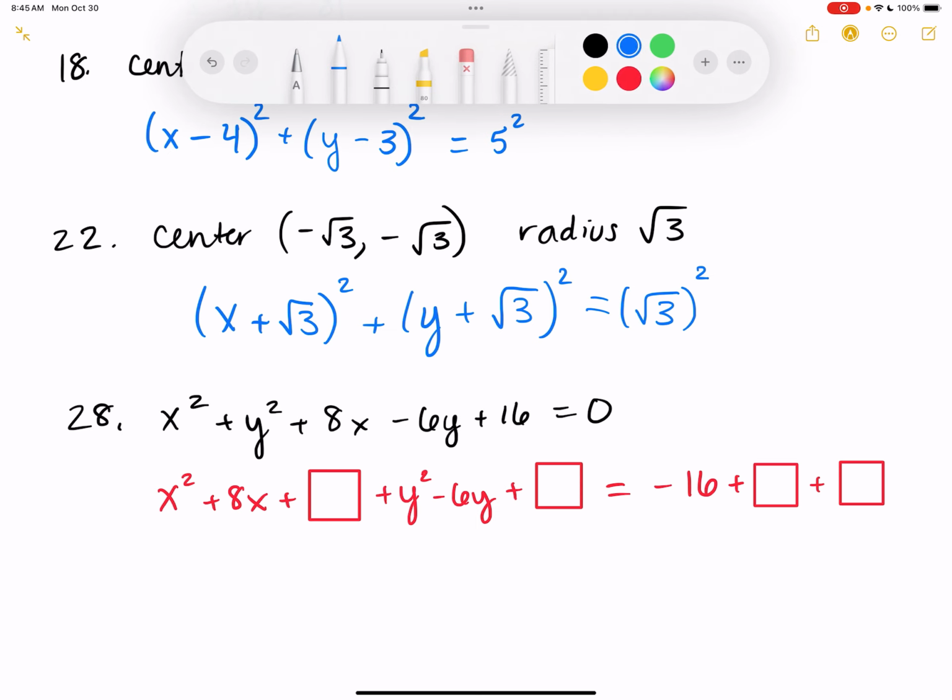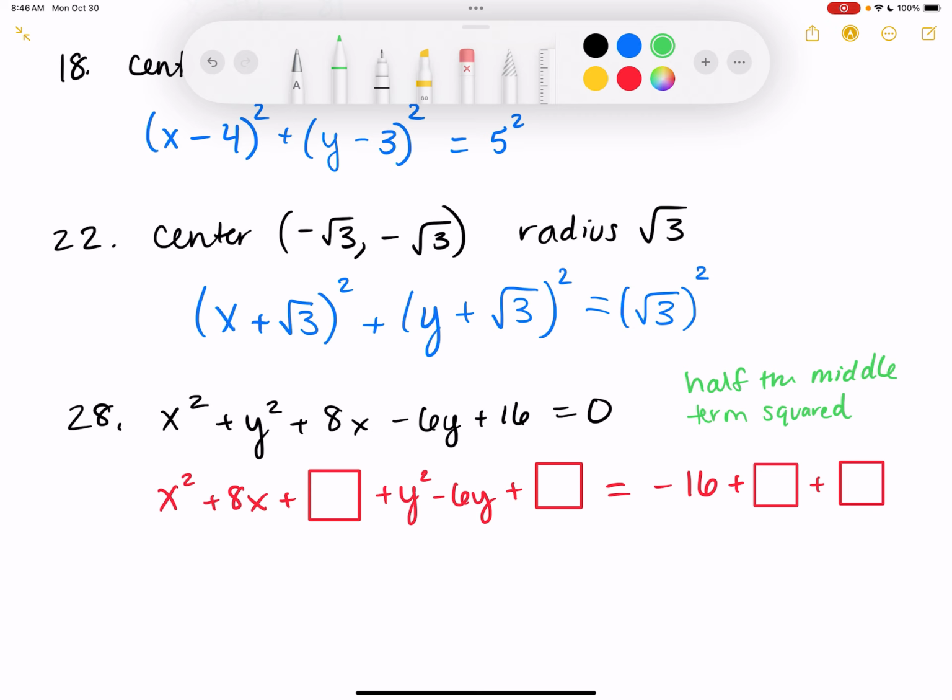So the way we do completing the square is we take the number that's in front of just my x or just y value, and we half it, and then we square it. Okay, so half the middle term squared is my little phrase to remember for that. So half of 8 is 4.